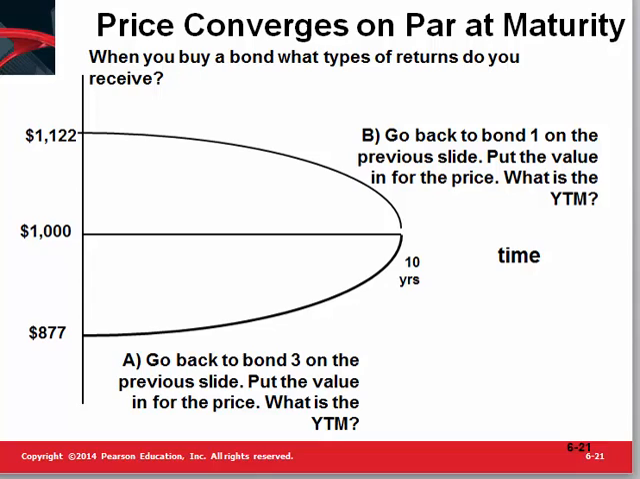But when you buy a bond, what type of returns do you receive? Well, there are two of them. You get a coupon, which is a current cash flow, but you also get capital gains. So for this bond, you're going to get a 10% return. Part of that comes from the positive income from interest, and the other comes from the positive capital gains over time. Hopefully that makes a little bit of sense.